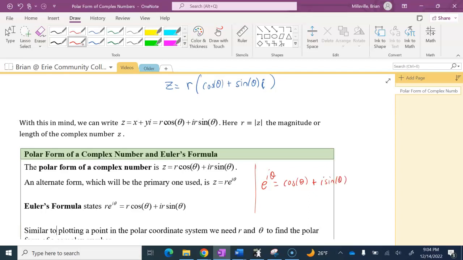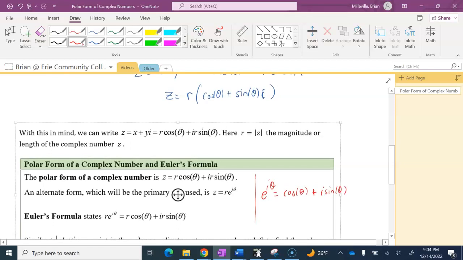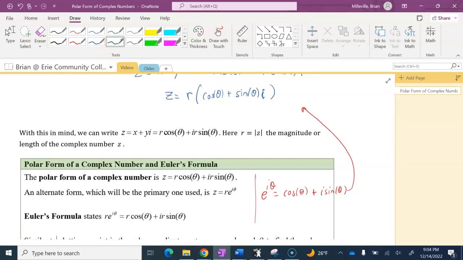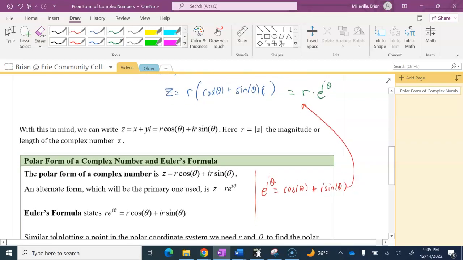Sometimes you can write the sine in front of the i or the i in front of the sine, it doesn't really matter. But all we're going to do is take what I wrote in blue up above and rewrite this expression as r times the base e raised to the i theta. And that's the polar form. That's one version of the polar form. It's very convenient. So we've got two versions of the polar form. Both are important to know.